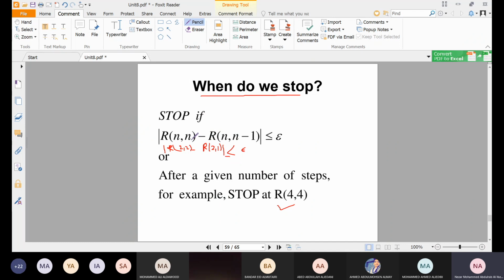Otherwise, we compare the new estimation and the previous estimation in the same row. If the new estimation minus the previous estimation is less than the error, in this case we stop. Or the other criterion is from the question. Usually we give you, like this one, evaluate the function R22 or R33, so in this case you need to stop at this point. Just fill the table. You have the table in the exam like this one.